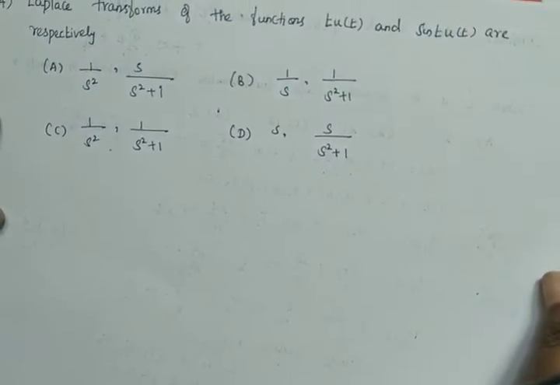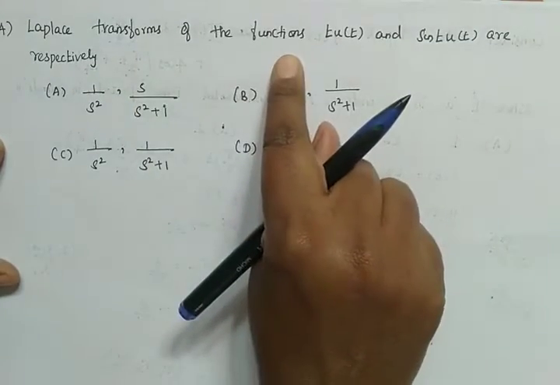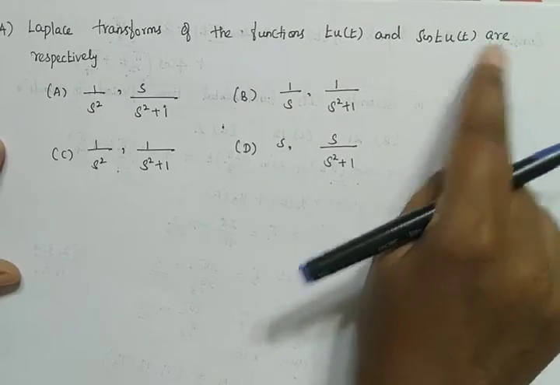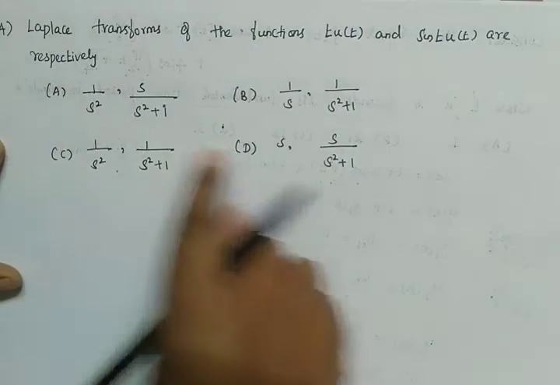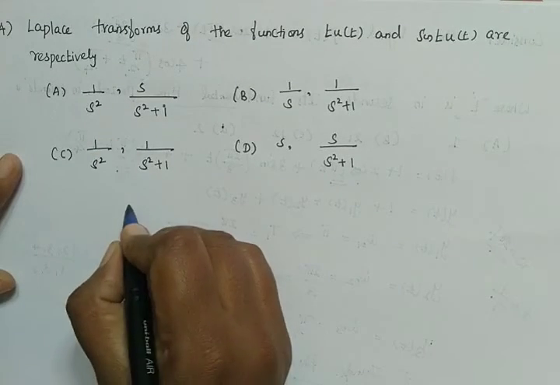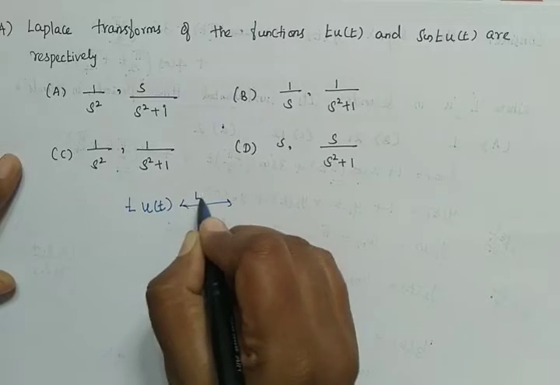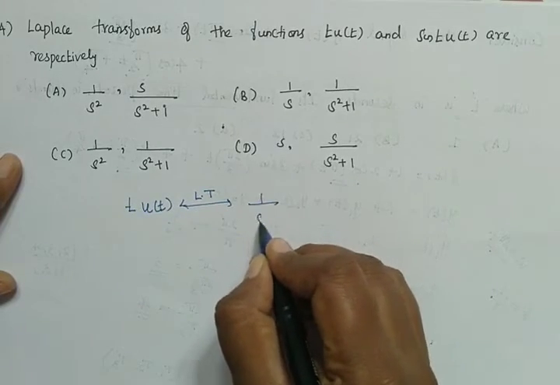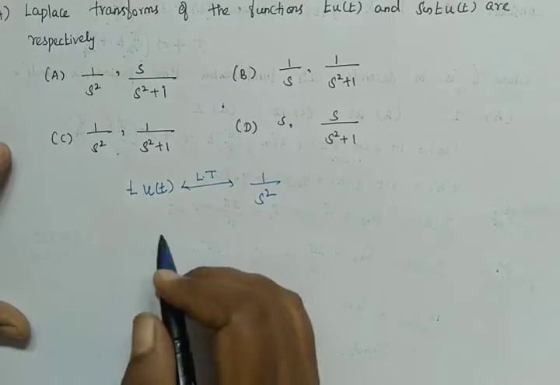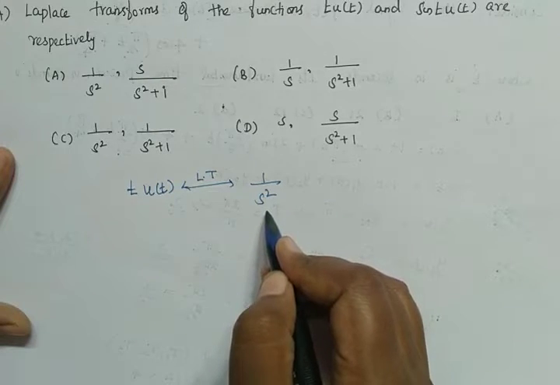Here it is Laplace, it is visible. Laplace transform of the functions t u of t and sin t u of t respectively. So these are the options given. Now we have t u of t. This is very simple. What is the Laplace transform of t u of t? It is equal to 1 by s square. This is what we used to study in the formula: when we take the Laplace transform of t u of t, we will get 1 by s square.